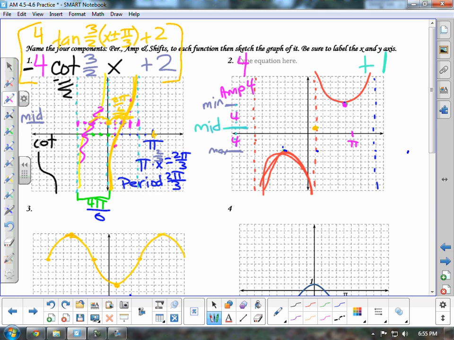Now we have to figure out what is the period. And this is secant or cosecant, and we have to deal with one whole wave of it. That takes you from this asymptote all the way over to that asymptote.